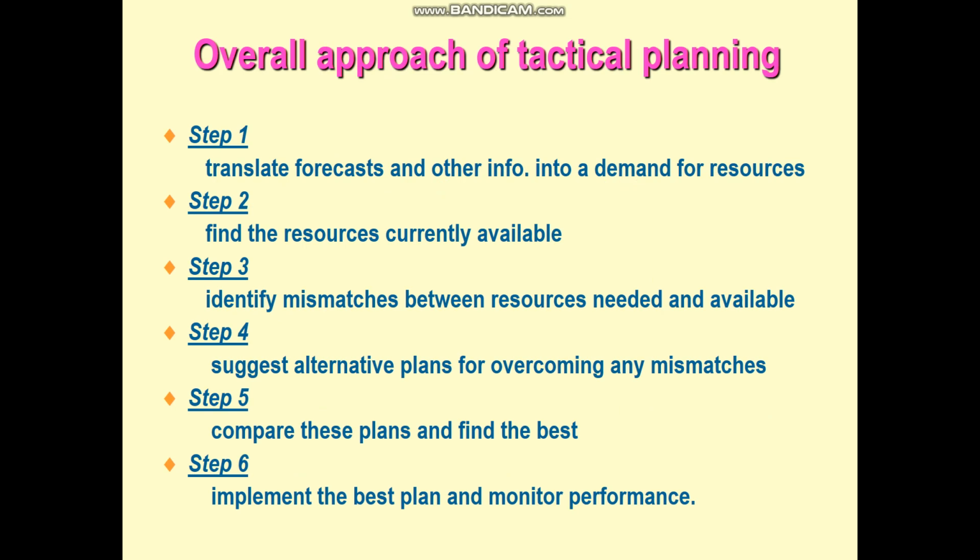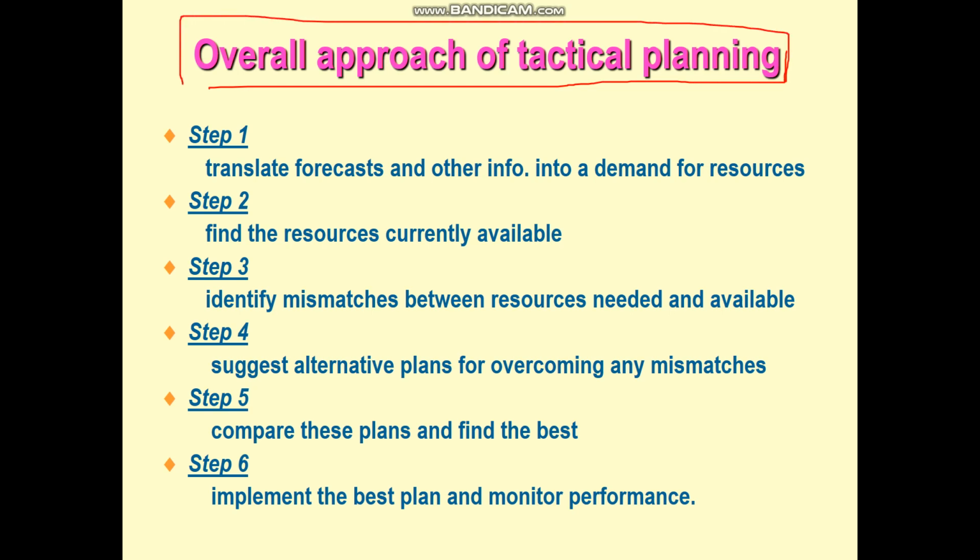So we have an overall approach of making a tactical plan. It's basically similar to the capacity planning. However, the difference is in the first step, we translate the forecast demand and other information into a demand for the resource. In capacity planning, we translate the forecasted demand into the capacity needed. But here we translate it into a demand for resources. And in step 2, we will try to find the resources currently available.